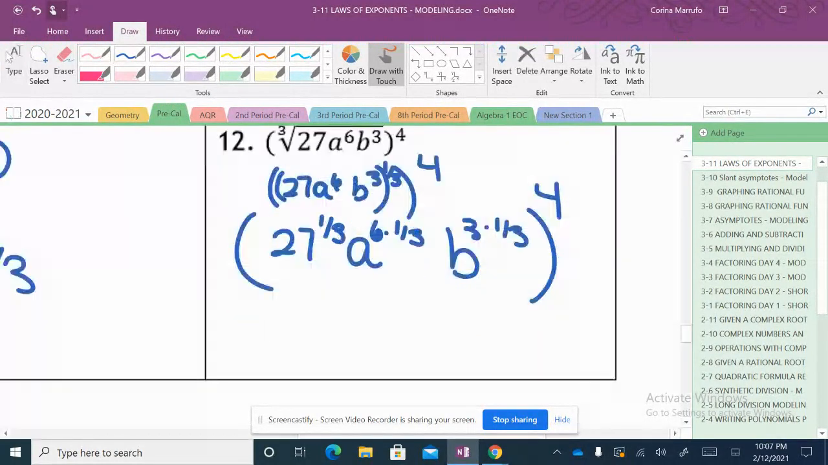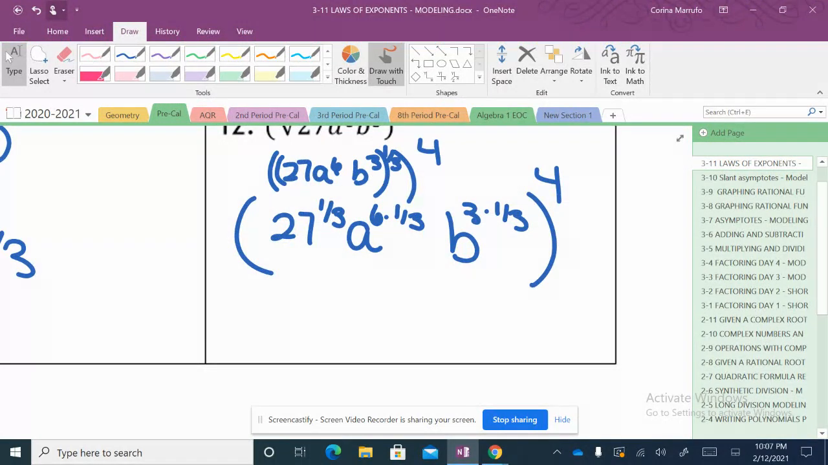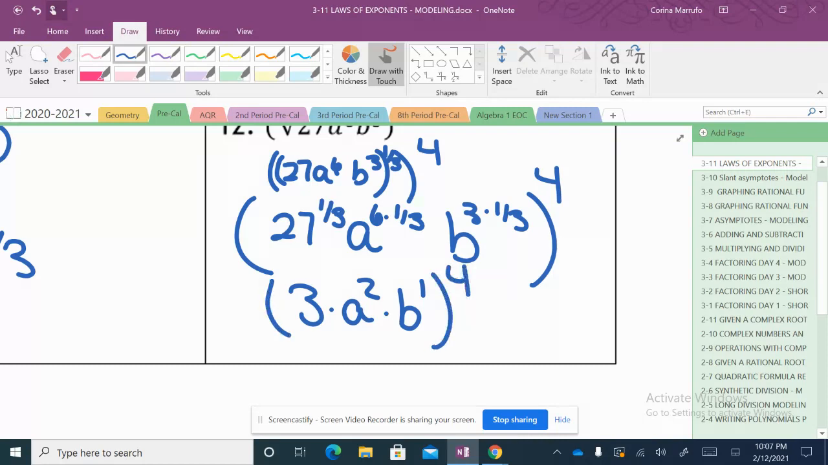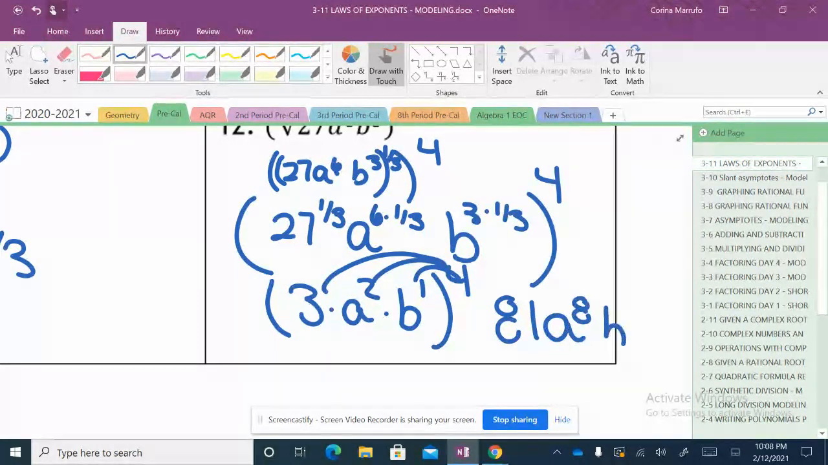So 27 to the 1/3, remember, that's like taking the cube root of 27, that gives us 3. 6 times 1/3 gives us a to the 2nd power. 3 times 1/3 gives us b to the 1st power. And remember, all of this is still to the 4th power. Now I'm going to go ahead and take all this and put it to the 4th power. So I'm going to go ahead and multiply all those. So 3 to the 4th power is going to give me 81. A squared to the 4th is going to give me a to the 8th power. And b to the 1st power times 4 is going to give me b to the 4th.